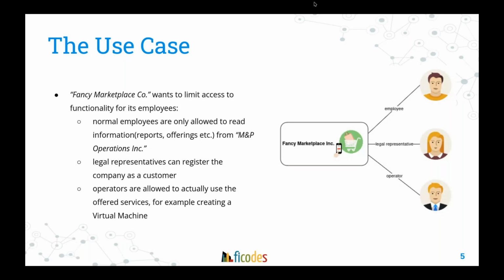From the perspective of Fancy Marketplace, they obviously want to interact with MMP operations APIs, but they also want to limit the access for their employees. So not every employee should be able to do exactly the same. Let's say a normal employee or a working student should be allowed to read the information that the MMP services offer, like the energy reportings or the offerings, to do some pre-selection that then somebody else can actually decide on.